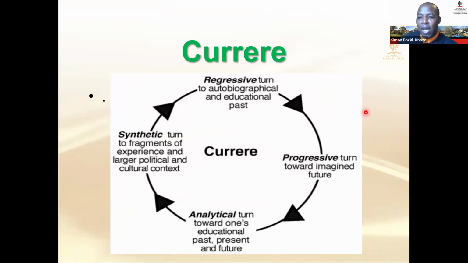And then there's also another one by William Pinar called currere. Currere is saying teachers should first understand their personal identities. As they understand their personal identities, they will become better teachers. Because under the regressive moment here, they will use their previous experience to analyze. Analyzing it, they will adjust it and use it to imagine their future in teaching. They call that progressive. Once they have that, they'll start to analyze both the previous experience and the present experience and see what is working and what is not working.